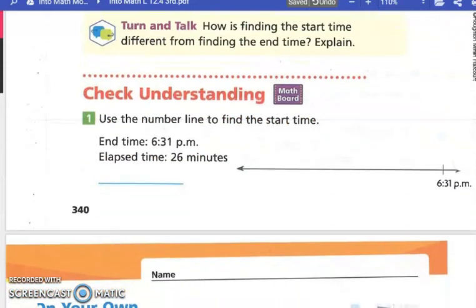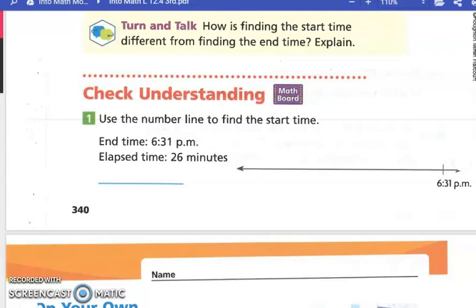Check your understanding. Use the number line to find the start time. So you're going to count backwards again. Now, we can look at 26. Is that longer than 30 minutes or shorter than 30 minutes? So are we going to be able to subtract 30 minutes? And maybe that's something you should always think about. What is one of the biggest time increments I can subtract? And 30 is easy to think about.